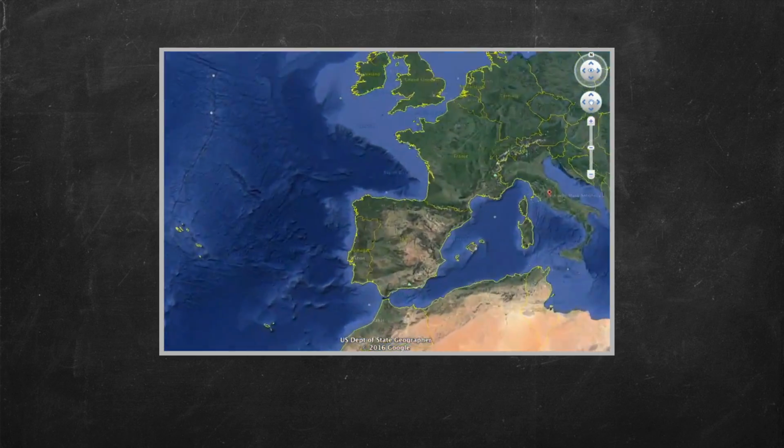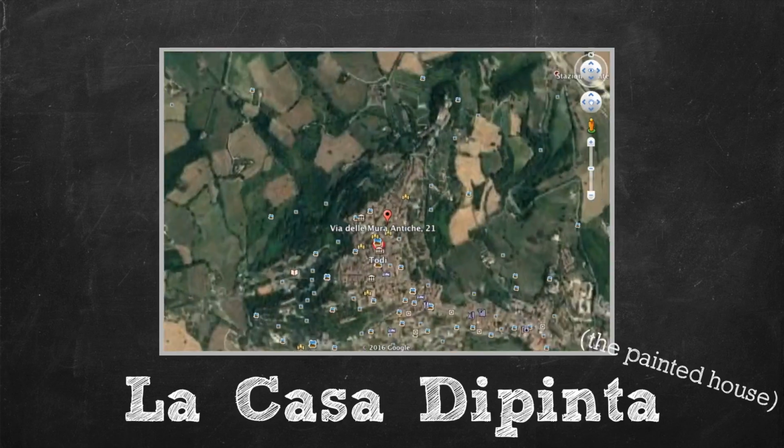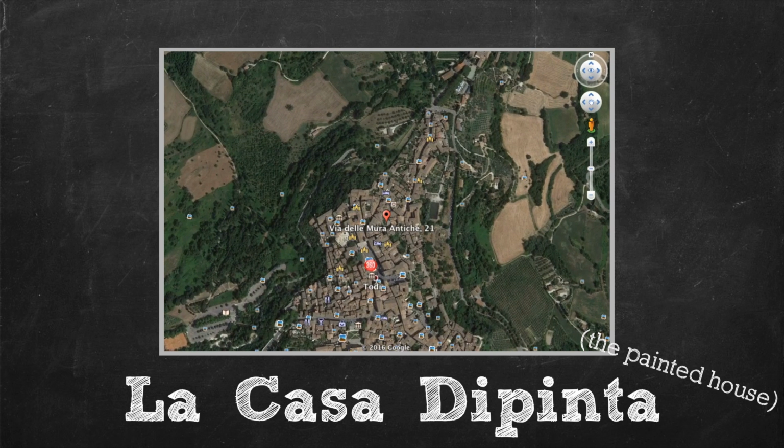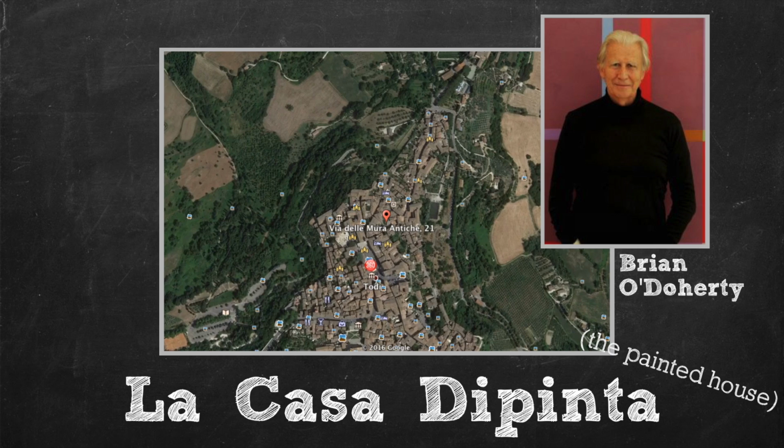I want to talk to you about a place that I visited 2 years ago when I was in Italy. A place so remote and unknown that it doesn't even have its own Wikipedia page. La Casa Dipinta. Located in the town of Todi, this house was purchased by the Irish artist Brian O'Doherty in 1975. And when you look inside, you can see all the awesome work he's done.